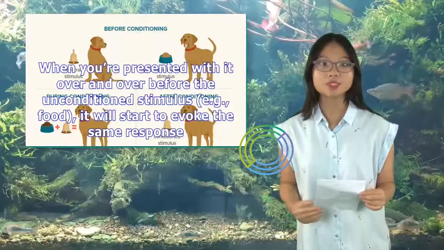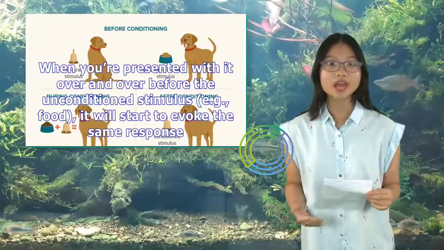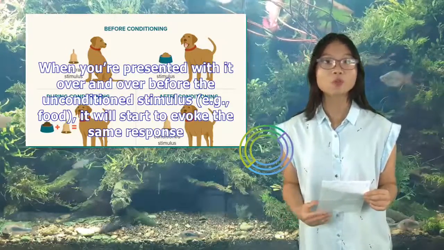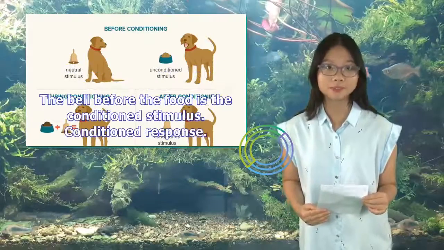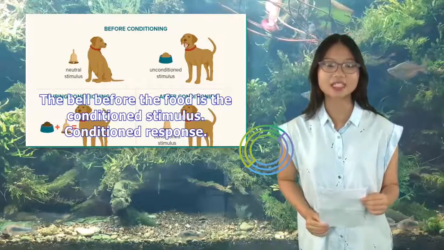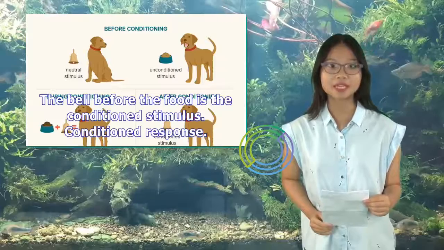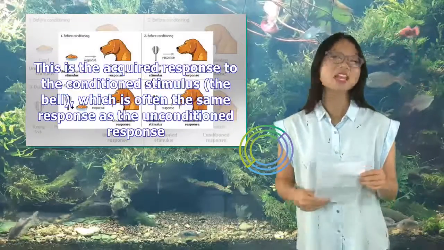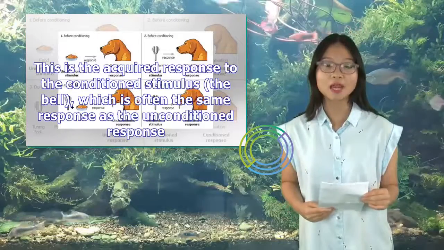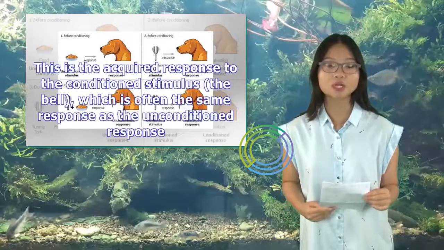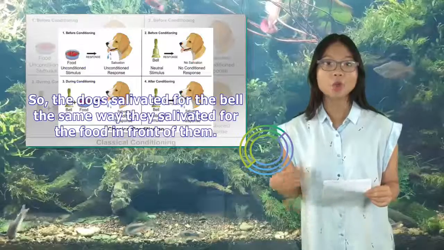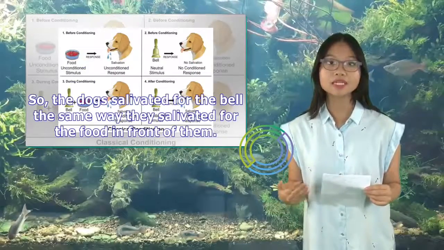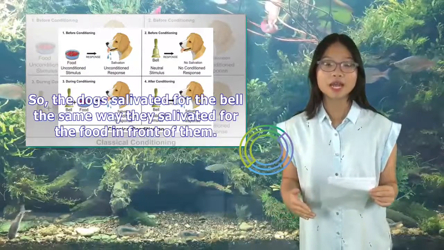When you're presented with it over and over before the unconditioned stimulus, for example, food, it will start to evoke the same response. The bell before the food is the conditioned stimulus. Conditioned response. This is the acquired response to the conditioned stimulus, the bell, which is often the same response as the unconditioned response. So, the dogs salivated for the bell the same way they salivated for the food in front of them.